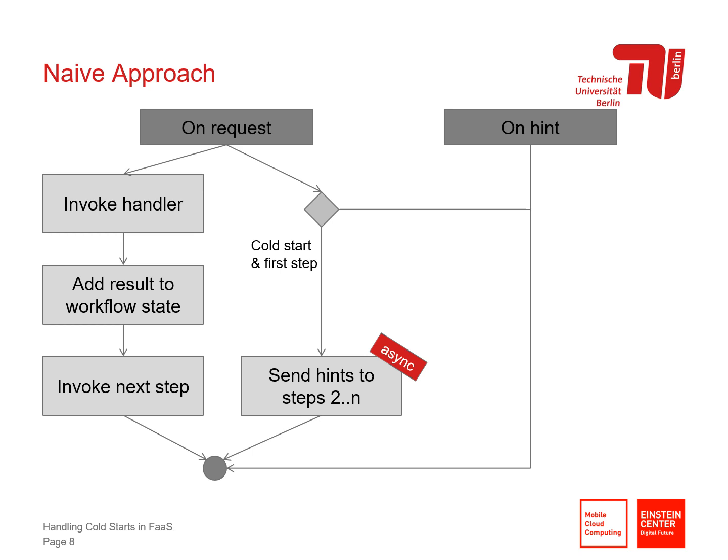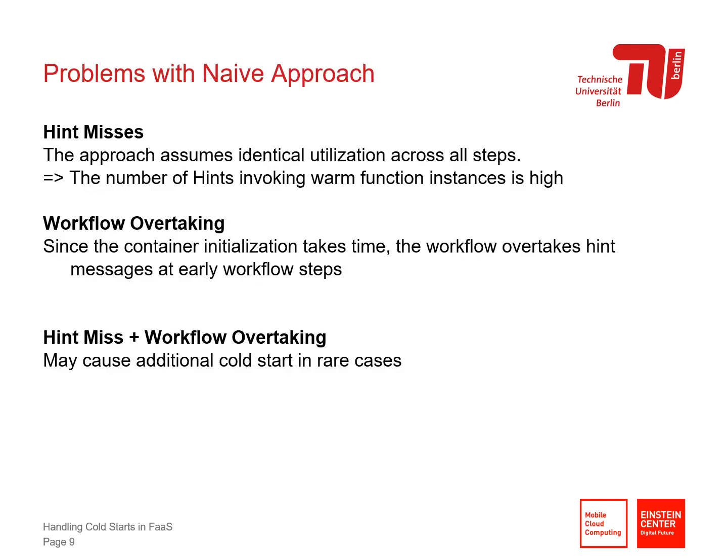The second event that can trigger some action is a hint message. In the case of the naive approach, we don't have to do anything at all. Hopefully, the hint message already triggered a cold start in the FaaS platform. While the naive approach works well for very simple workloads that issue a single request every few hours, it has two problems for more complex scenarios.